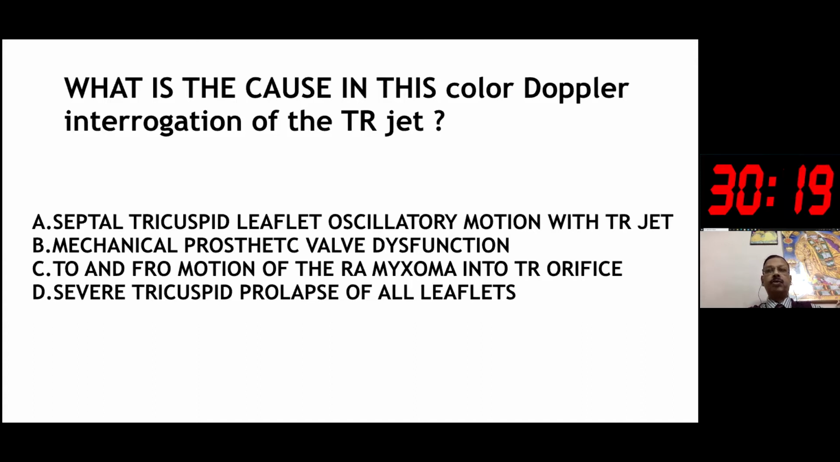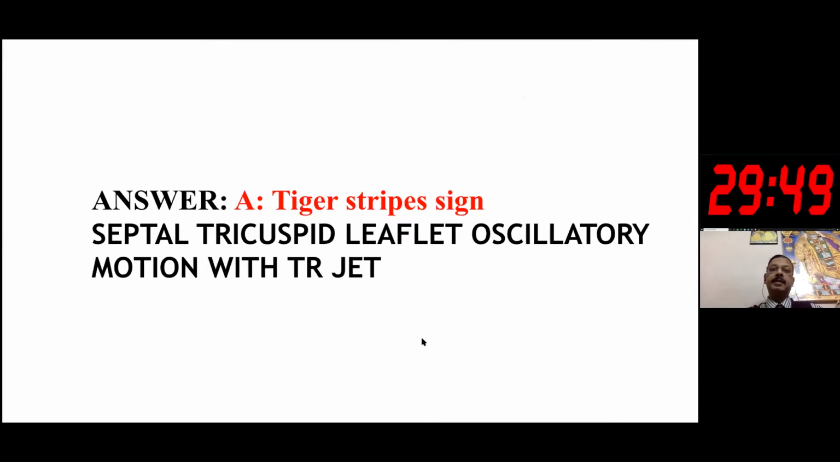Well, the voting window is on. You will give your options. Here it is almost divided into three, A, B, C, but the majority has given A, and that is the correct answer. That is called the tiger stripe sign. There is a septal tricuspid leaflet with oscillatory motion with the tear jet.